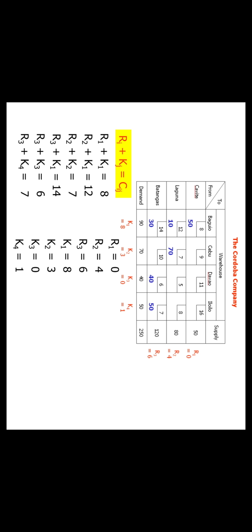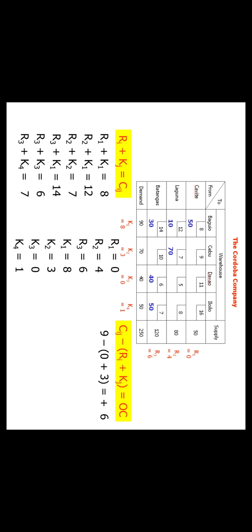Then we shift our focus to our unused cells and apply the formula C sub i sub j minus the quantity R sub i plus K sub j equal to your opportunity cost. Beginning with the unused cell with the cost of 9. Row position is at row 1 with a value of 0. Column position is at column 2 with a value of 3. Applying the formula, then you have 9 minus the quantity 0 plus 3, or 9 minus 3 is positive 6.